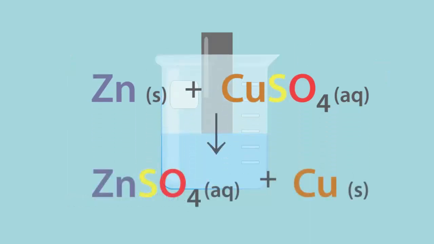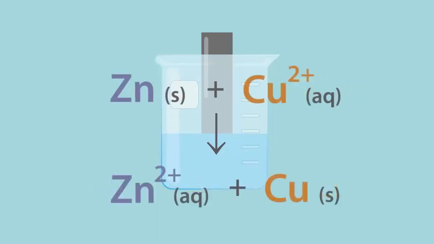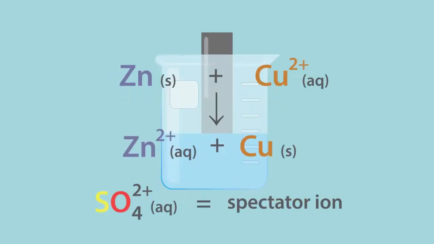Notice that this reaction takes place in solution. The metal ions and sulfate ions are split up. We can rewrite this equation omitting the sulfate ions, because these do not take part in the reaction. They are a special kind of counterion called a spectator ion.